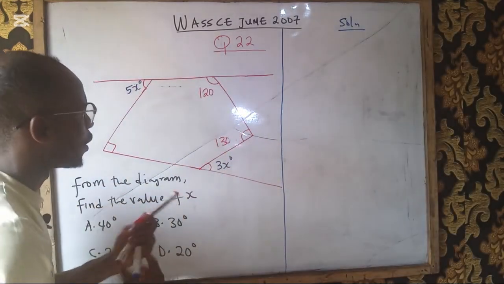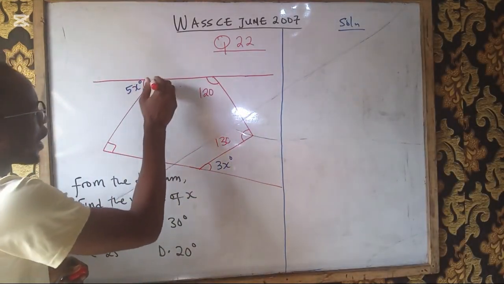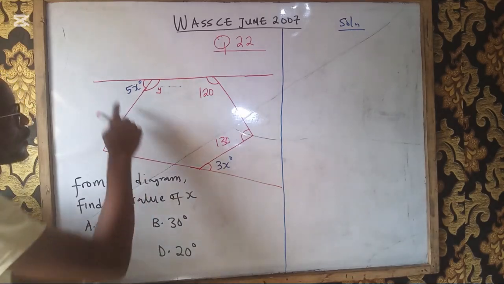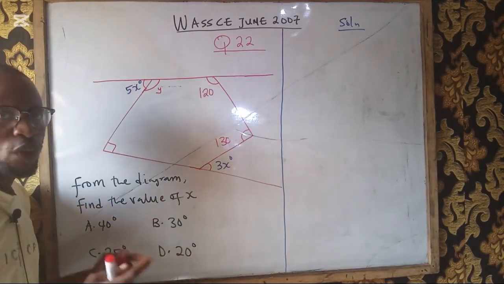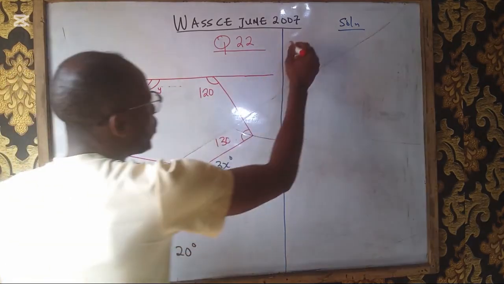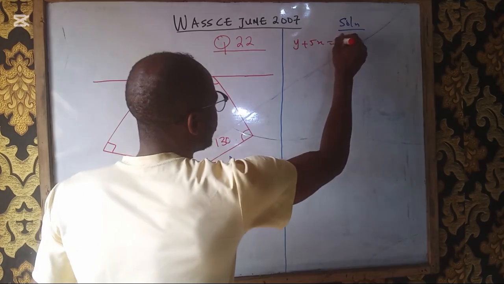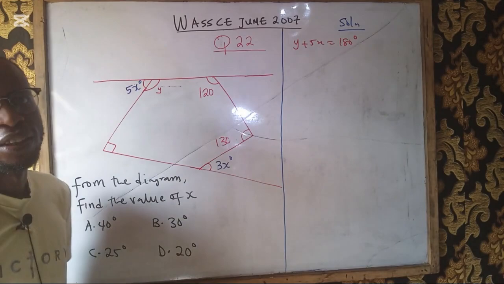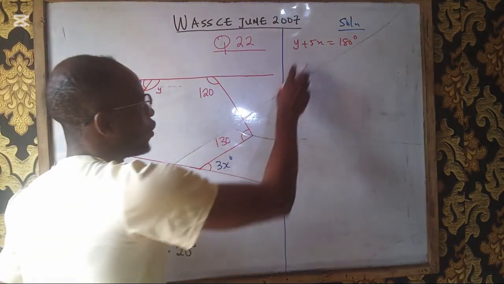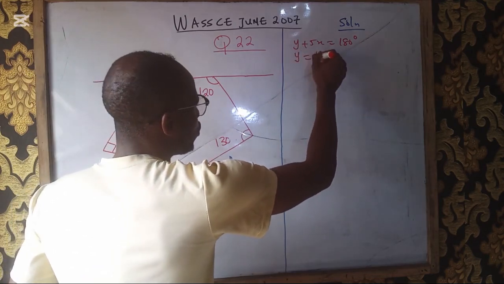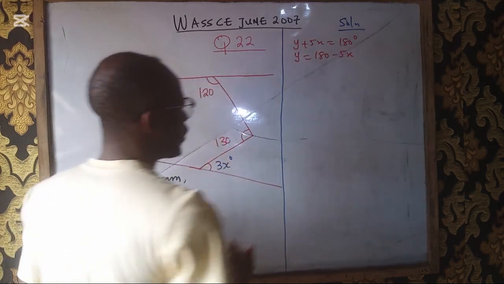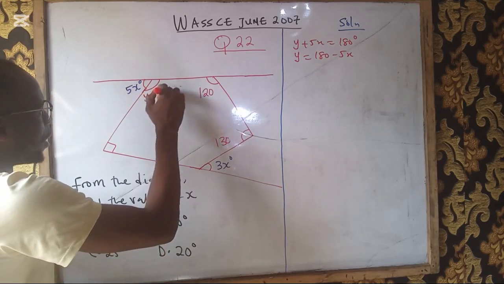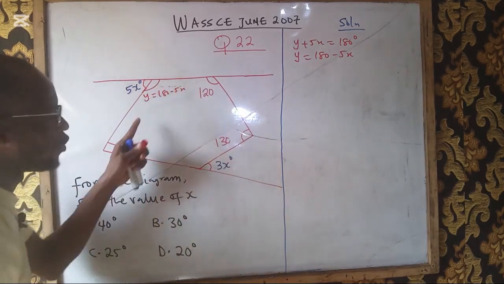What we should do is that since we have a straight line here, I can temporarily make this angle over here to be y. So the sum of angles on a straight line add up to 180 degrees. So I will simply say y plus 5x equals 180 degrees. That's the sum of angles on a straight line. Making y the subject of the formula, y equals 180 minus 5x. So the angle that we have here is 180 minus 5x. We have gotten the interior angle over here.